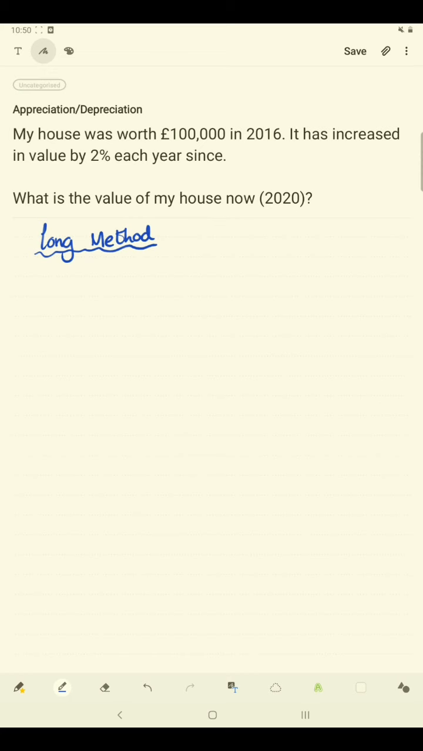It begins the same way as reverse percentages. If you start with 100% and you increase by 2%, what percentage are you going to have by the end of that first year? You're going to have 102%. And what we need to do is turn that into the decimal. So we divide by 100 to turn that percentage into a decimal.